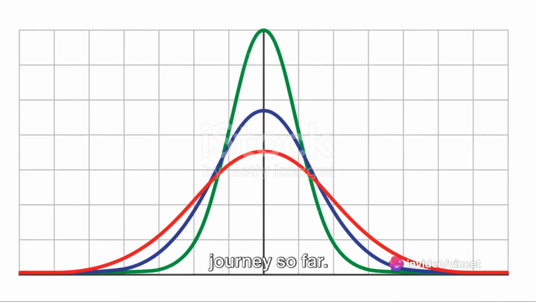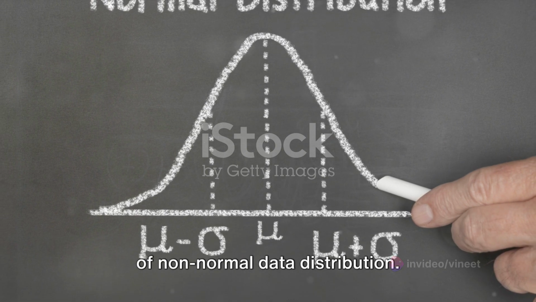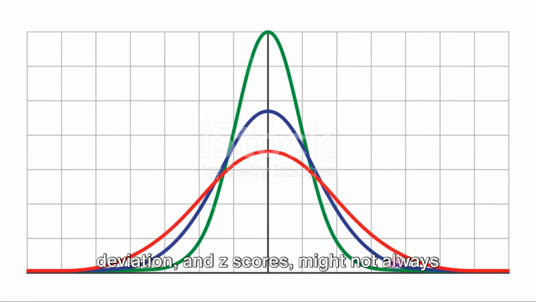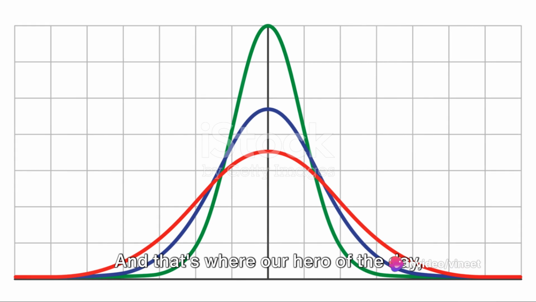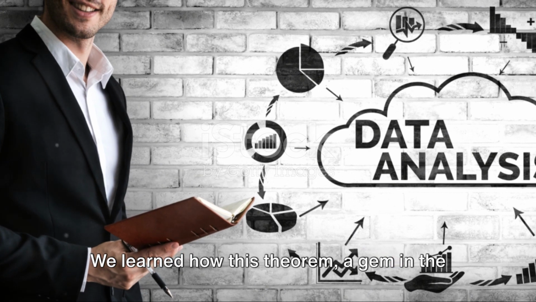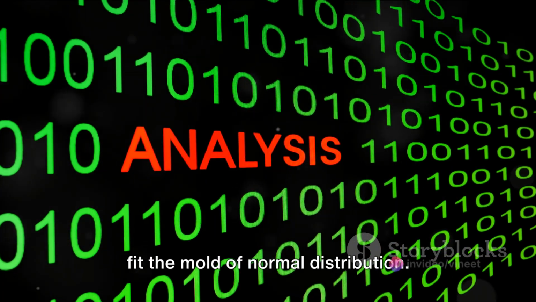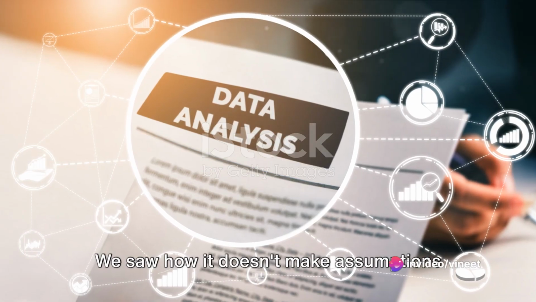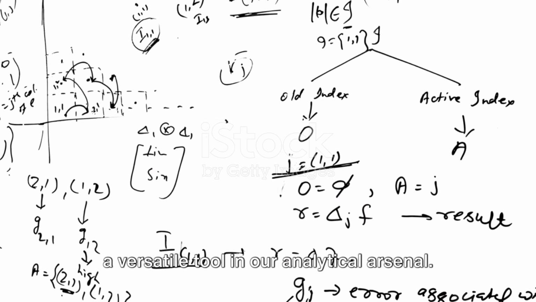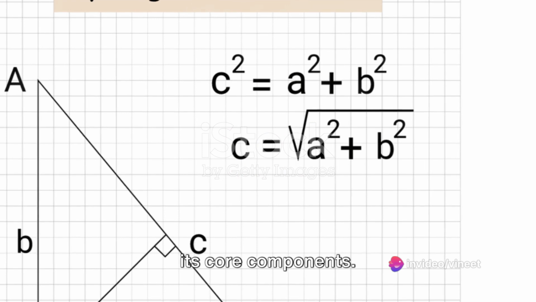Let's take a moment to reflect on our journey so far. Today, we dove into the fascinating world of non-normal data distribution. We discovered how conventional methods like calculating normal form, standard deviation, and z-scores might not always be effective. And that's where our hero of the day, Chebyshev's theorem, comes into play. We learned how this theorem, a gem in the crown of data analysis, provides a safety net when dealing with data that doesn't fit the mold of normal distribution. We saw how it doesn't make assumptions about the nature of our dataset, making it a versatile tool in our analytical arsenal. We then explored the intricacies of Chebyshev's theorem, breaking it down to its core components.